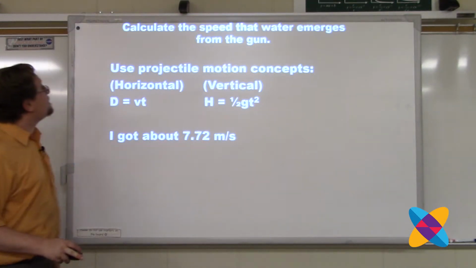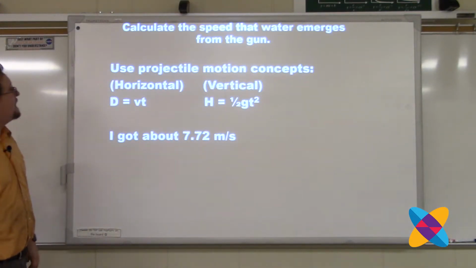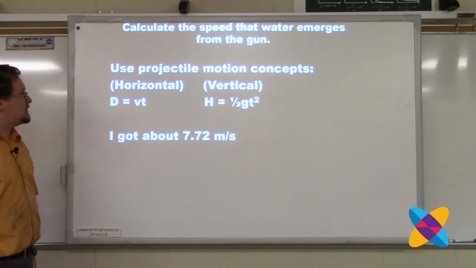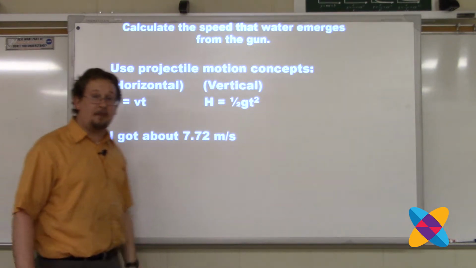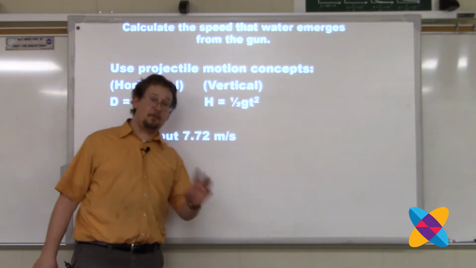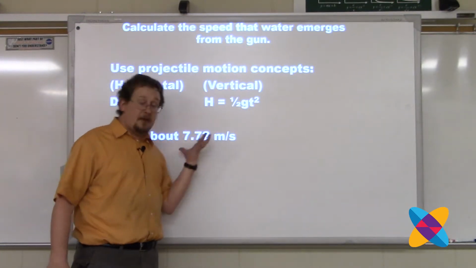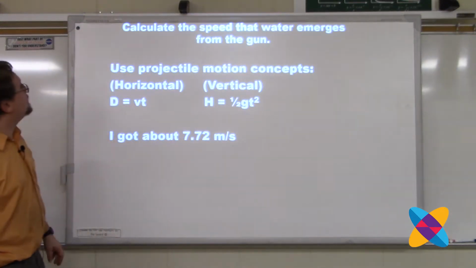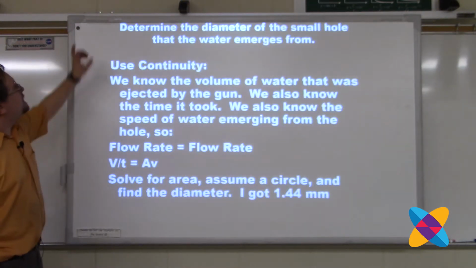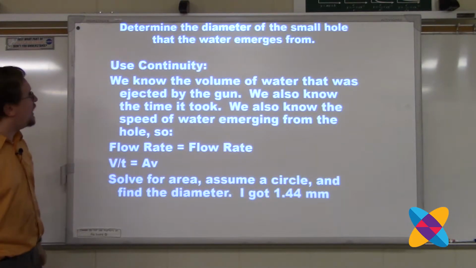Here we go. The speed that the water emerges from the gun, use projectile motion. That's the number I got when I shot my gun. I'm going to go through this quickly, so please feel free to pause and look at my work on each slide. That was A. B. Determine the diameter of the small hole that the water comes from.